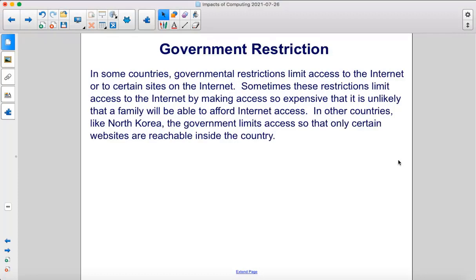In some countries, governmental restrictions limit access to the internet or to certain sites on the internet. Sometimes these restrictions limit access to the internet by making access so expensive that it is unlikely that a family will be able to afford internet access. In other countries, like North Korea, the government limits access so that only certain websites are reachable inside the country.